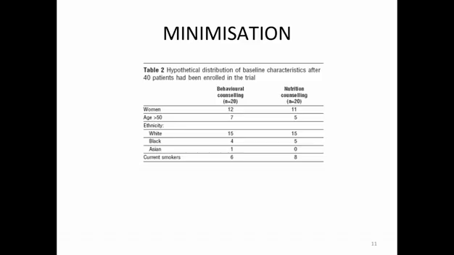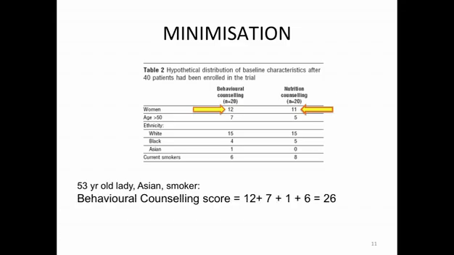Let us assume this sample is recruited by using a minimization scheme. The first few subjects, 20 each, are randomly allocated to the two groups. As you can see, we now have a number for the distribution of the confounders for each group. Let us now assume that the 41st person who volunteers is a 53-year-old Asian woman who is a smoker. The current confounder score in behavioral counseling group can be obtained by adding up all numbers that will be altered if this new subject is added to the behavioral group. The score of number of women, age greater than 50, Asian, and smoker will go up. If you add these four numbers, you get a score of 26.